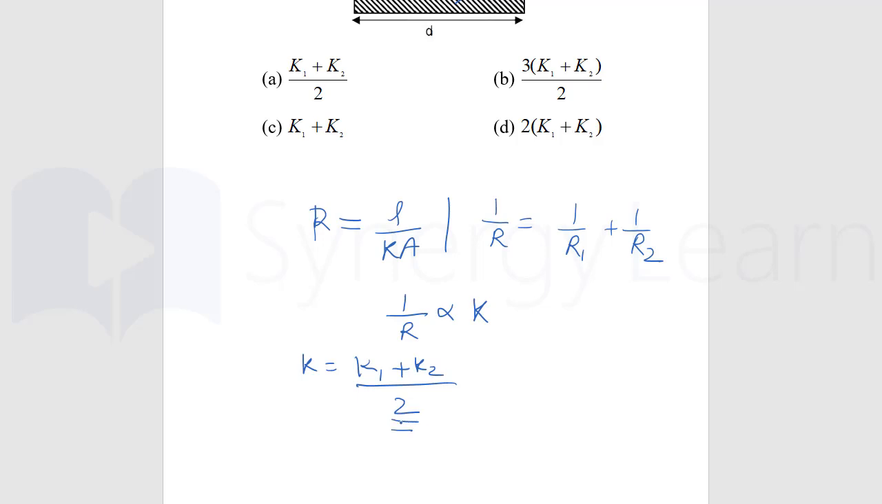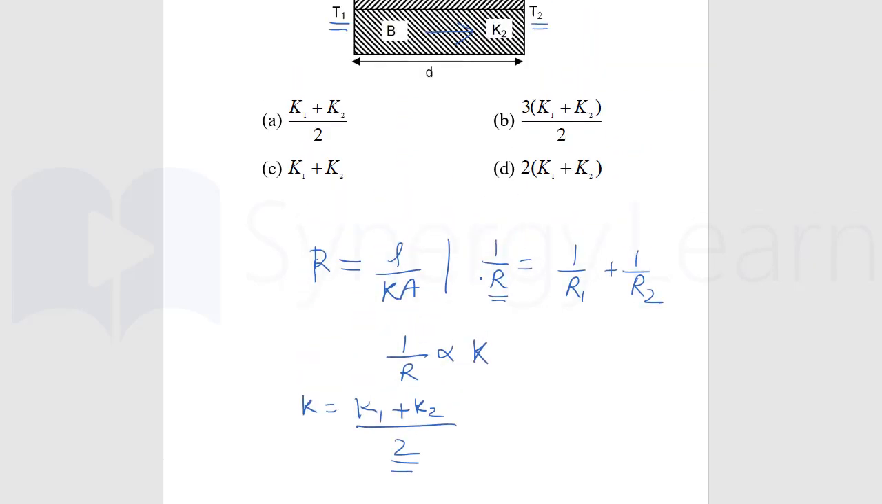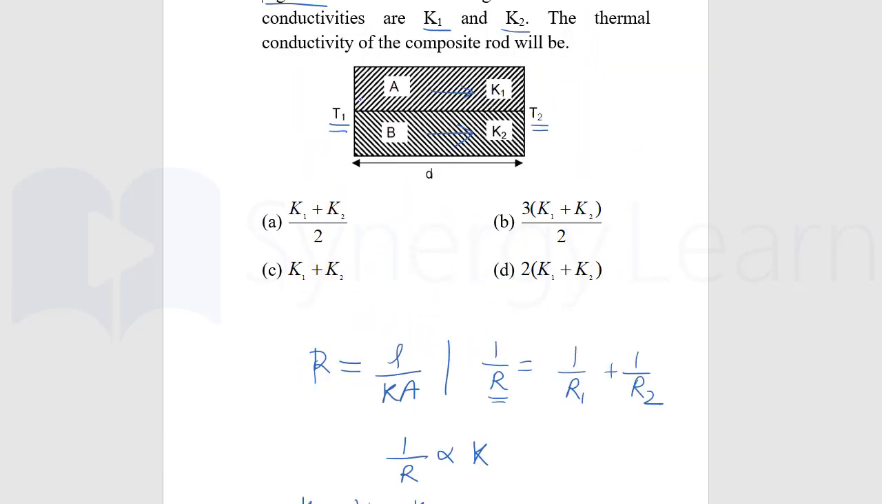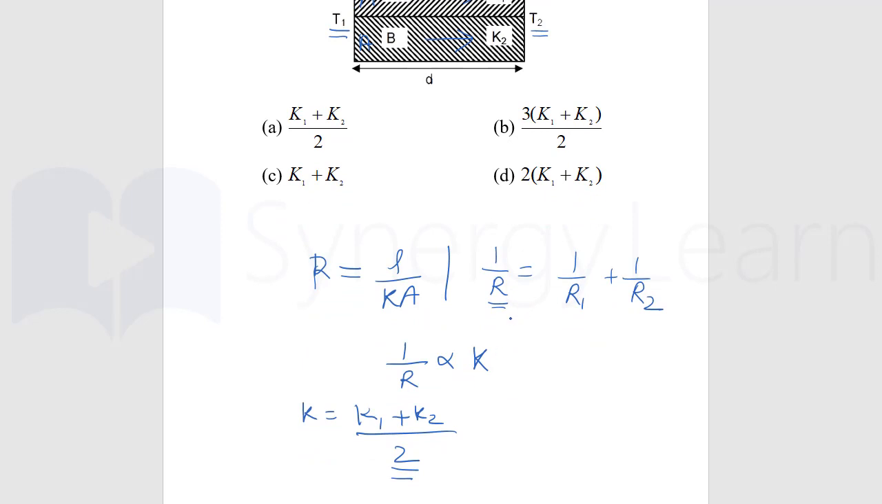The 2 appears here because the composite resistance will have twice the area of the individual rods. So in place of area you will have 2A in case of R, whereas you will have A and A in case of R1 and R2. So K is K1 plus K2.